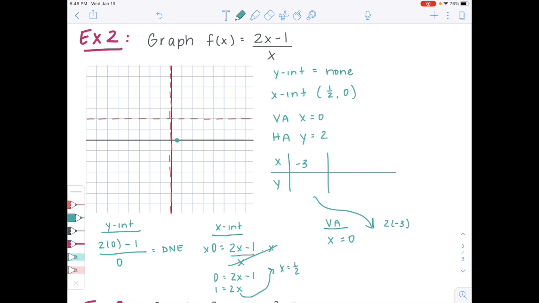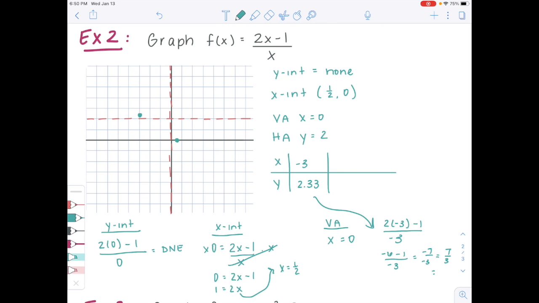2 times -3 minus 1 over -3 gives us -6 minus 1 over -3. There we go. -7 over -3. 7/3. 7/3 is really 2.33. So this is really 2.33. Which makes more sense because then when I'm back 3, 1, 2, 3, I'm just right above my asymptote.